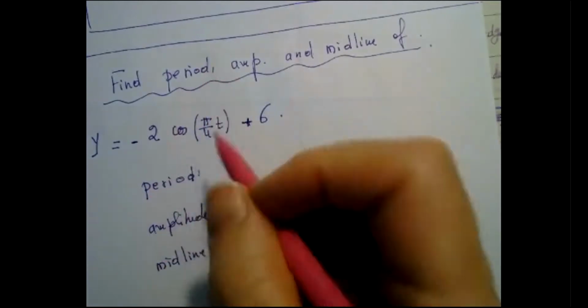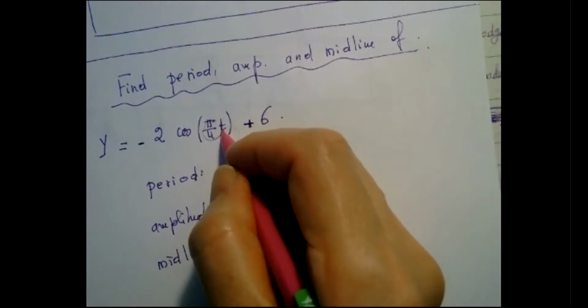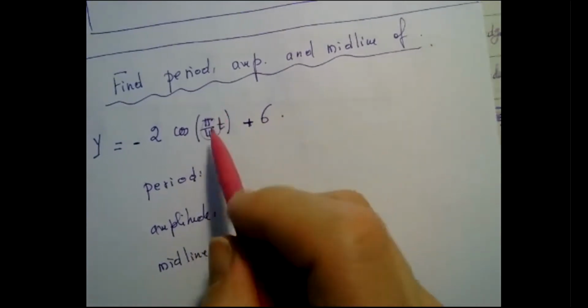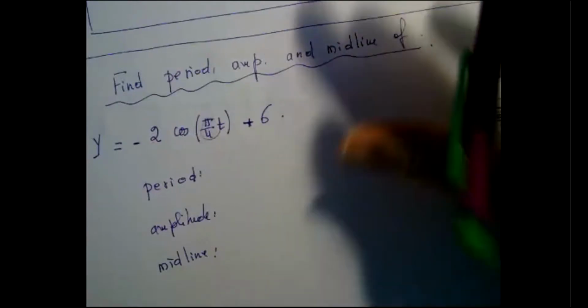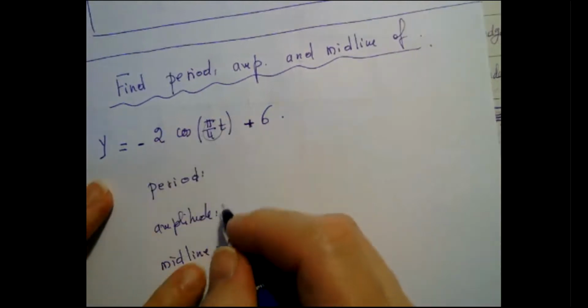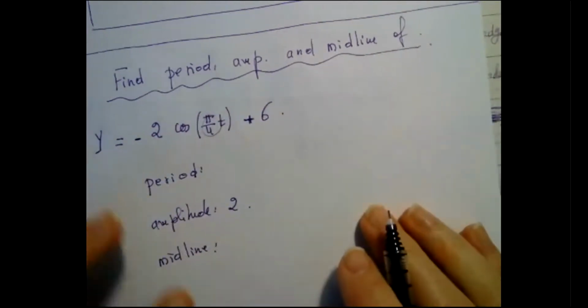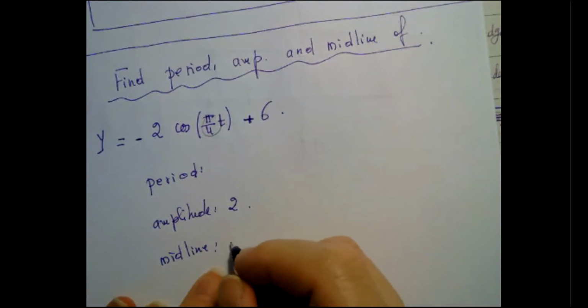The way we understand it, multiplying the inside by a constant will affect the period. This will affect the amplitude. That's the horizontal stretch, that's the vertical stretch, and that's the shift. Tim is telling me the amplitude is 2. Absolutely correct. That's my A. The amplitude is 2. Very good. Tim, stay with me. What's the midline? The midline is 6.